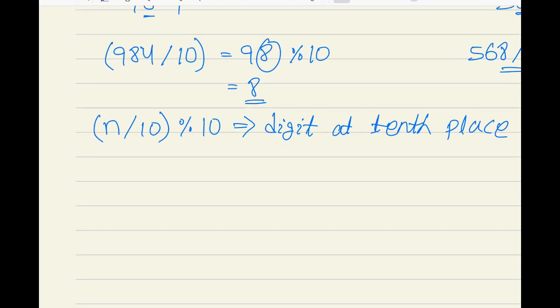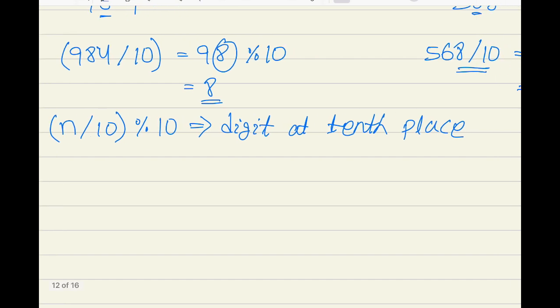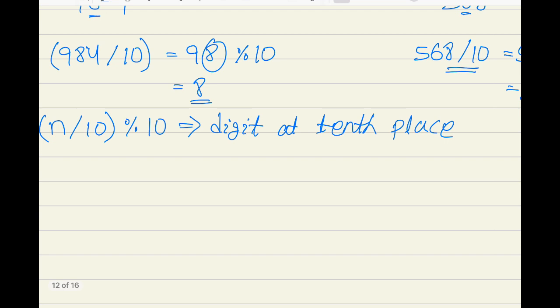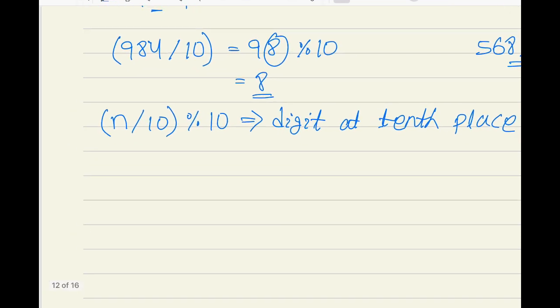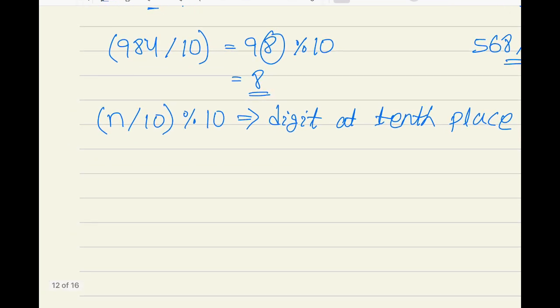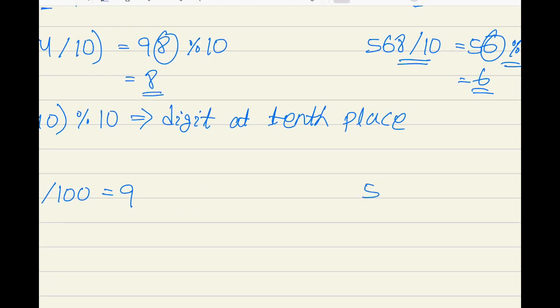Now how to find the digit that is at the 100th place? Here in this example we have 984, how to find 9. Similarly here we have 568, how to find 5. If we divide this 984 by 100, we will get 9. Similarly if we divide this 568 by 100, we will get 5.